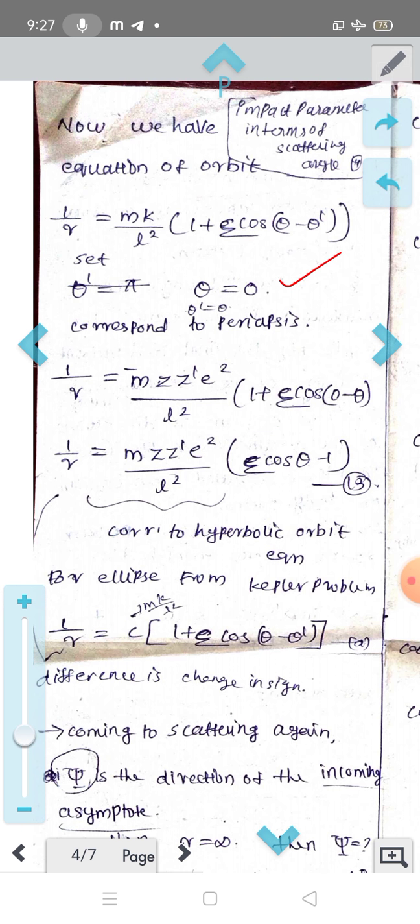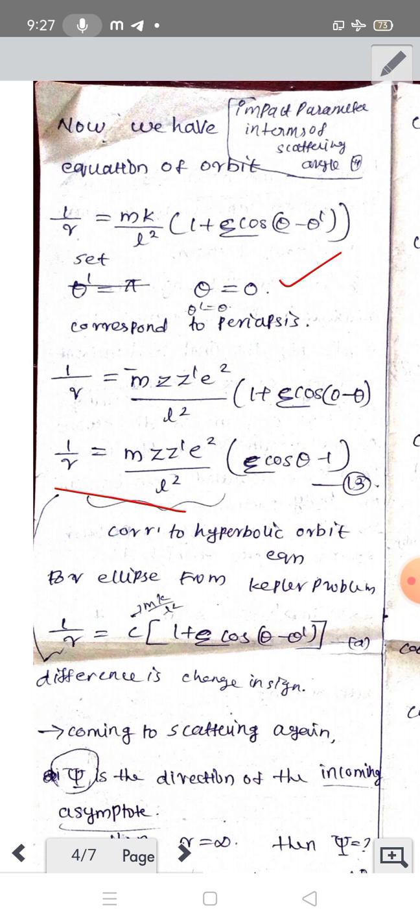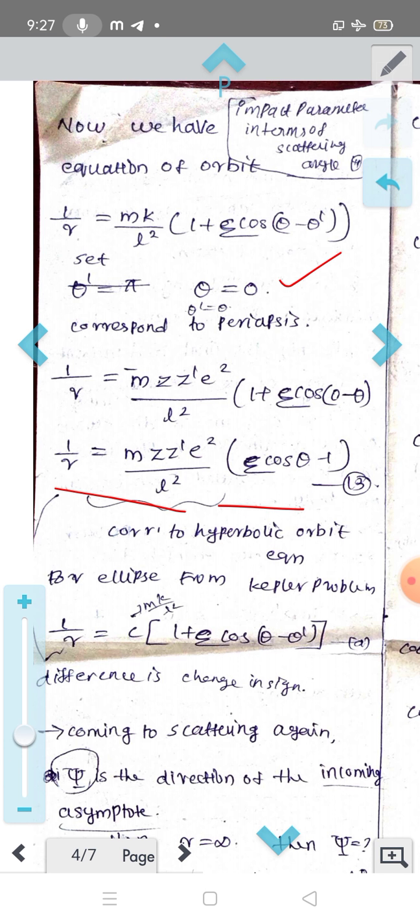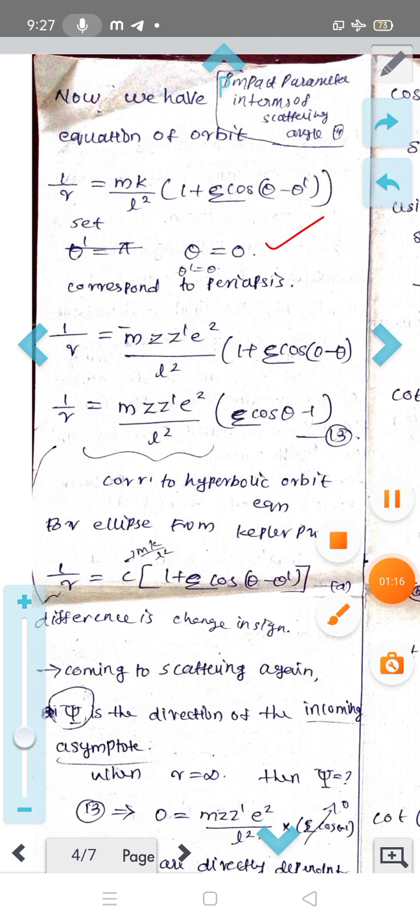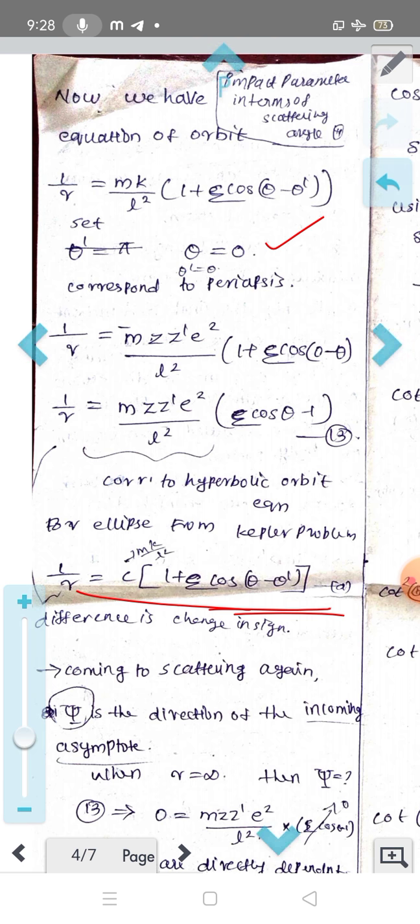In the next step we will get 1 by r is equal to m into Z Z prime e square by l square into epsilon cos theta minus 1, which corresponds to the hyperbolic orbit equation. And we have the equation for ellipse from Kepler problem, which is 1 by r is equal to mk by l square, or some constant, into 1 plus epsilon cos theta minus theta prime. So comparing this and equation 13, the only difference is in the sign.